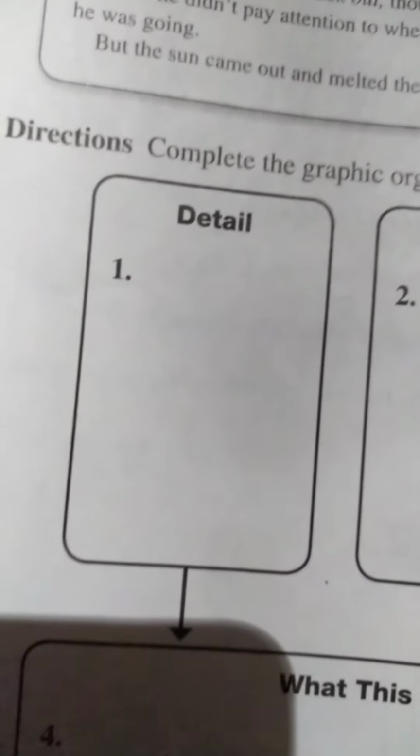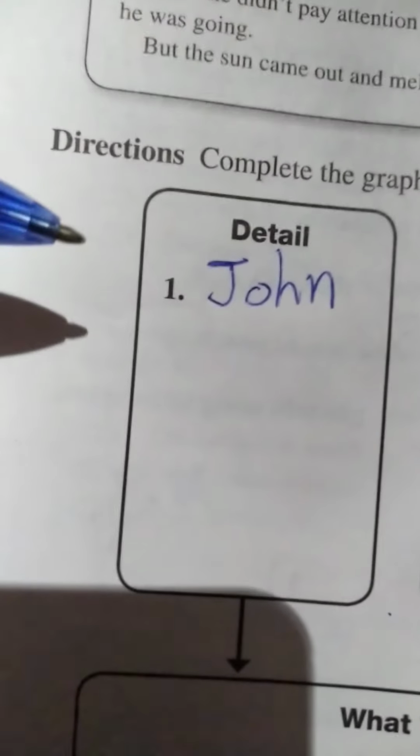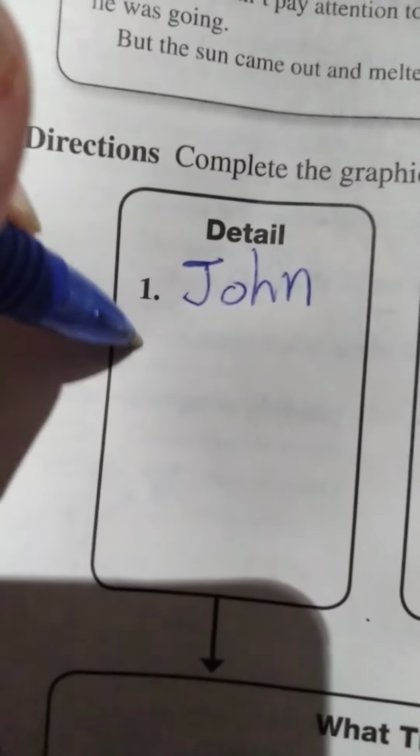So basically the idea is John was going to follow his tracks out, right? Because he could follow them in the snow. Okay, so detail 1. They don't give you a lot of room, do they? So we're going to have to write kind of small here. John was going to follow his tracks out. John was, maybe I could try to get 2 words in here. 2 words would probably be the limit there, right?